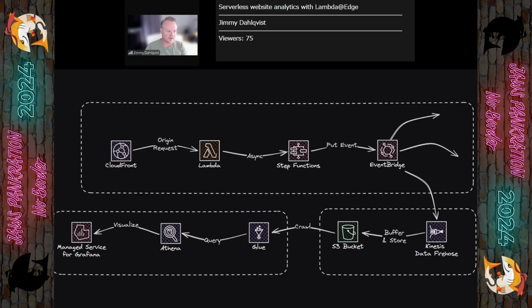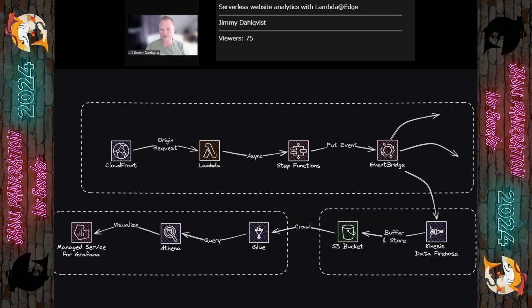So the new refined solution ended up looking like this. I have my CloudFront Lambda@Edge running, asynchronously invoking the step function. The step function processes the events and puts them onto EventBridge. Now Kinesis Data Firehose picks up the event, adds the newline after the data object, and stores it back into the S3 bucket. My Glue crawler runs once every night. I don't need more granularity than that. So I run every night and process information. And I can have Athena then do SQL queries to the data in Glue. And I use Managed Service for Grafana to create the visualization.